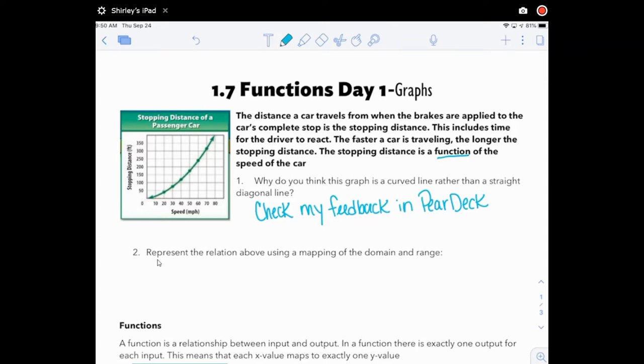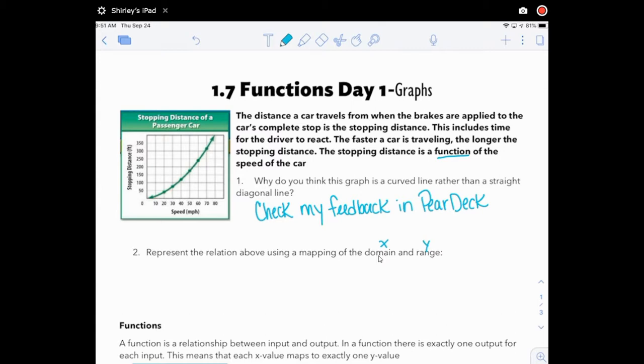Question number 2 says represent the relation above using a mapping of the domain and range. So we talked about mappings whenever we were talking about relations. Remember that a relation is just a set of coordinate points comparing two variables. So I'm comparing speed to stopping distance here. I want to create a mapping of the domain and the range. Remember here that domain is your set of x values, range is your set of y values.